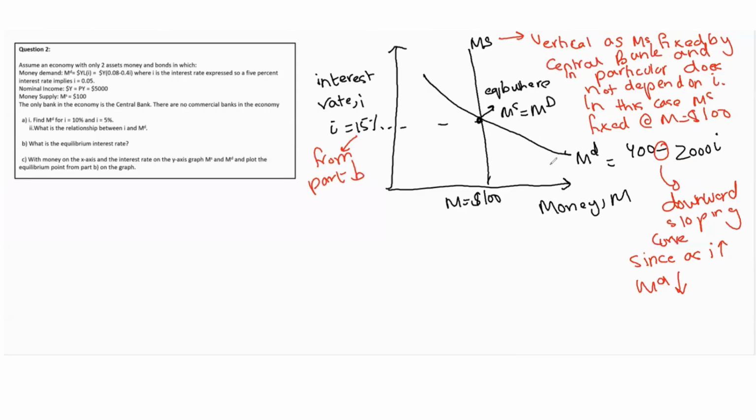So this is our money market diagram, where we have a vertical money supply curve at the level of money supply fixed by the central bank, which is $100. We have a downward sloping money demand curve, since there's an inverse relationship between the interest rate on bonds i and money demand. And equilibrium occurs at the point of intersection, giving us the equilibrium interest rate of 15%.